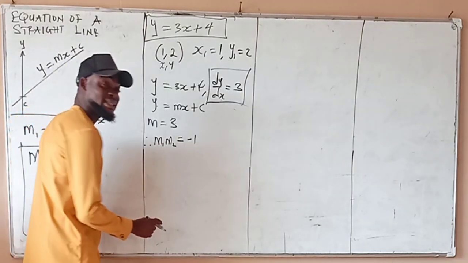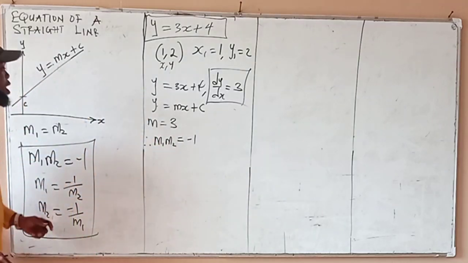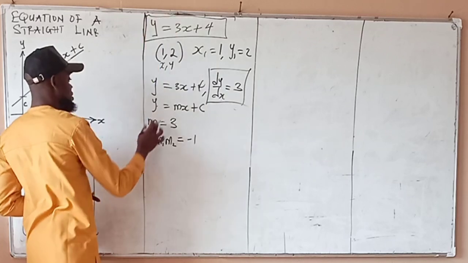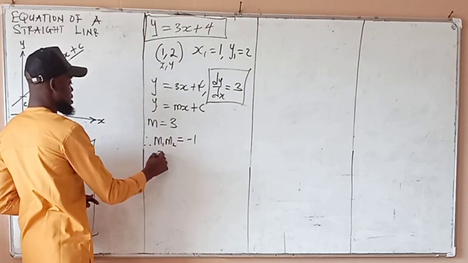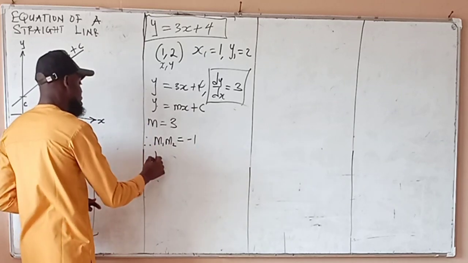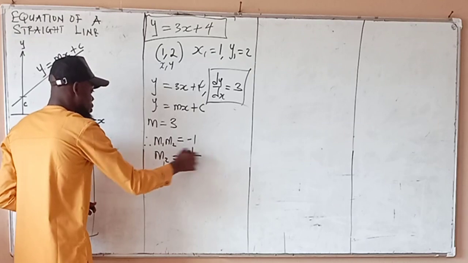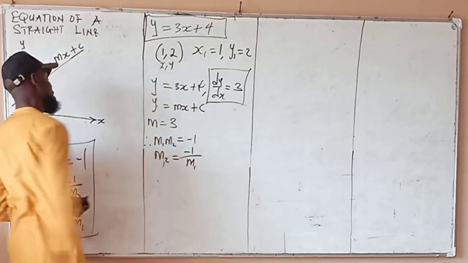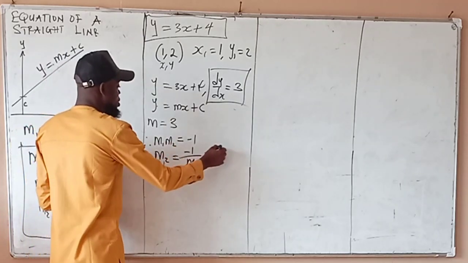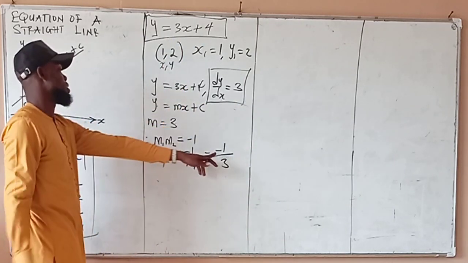The gradient of the first line is 3, so we put 3 here as m1. The gradient of our line, m2, will be minus 1 over the gradient of the first line. So this is the gradient we are going to use now.